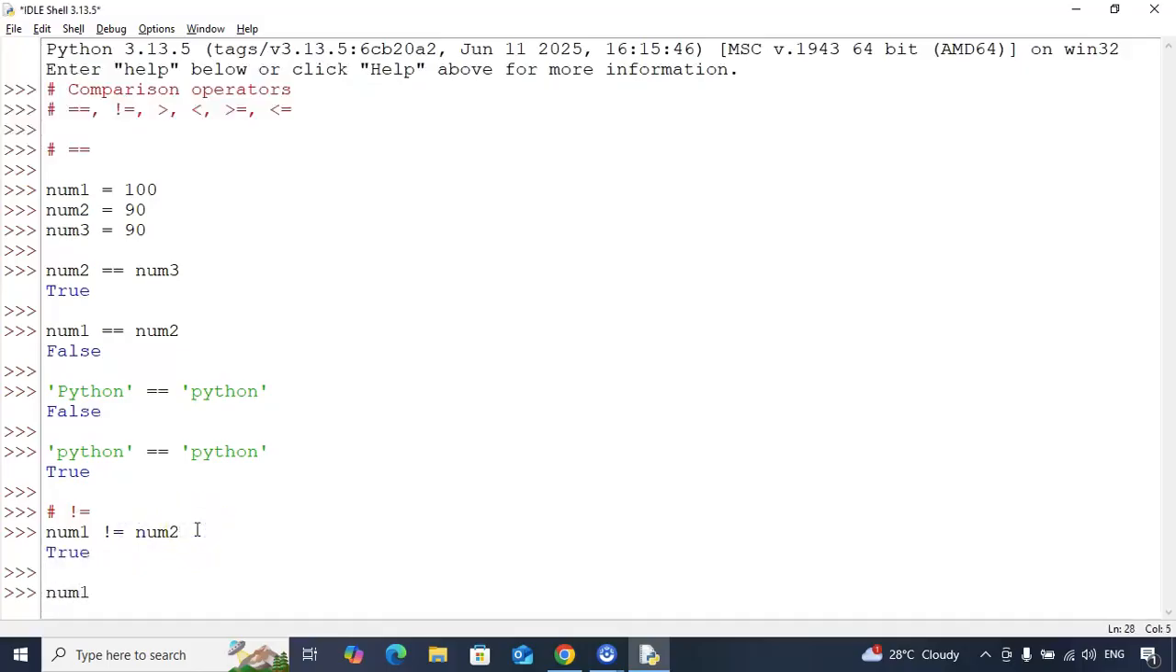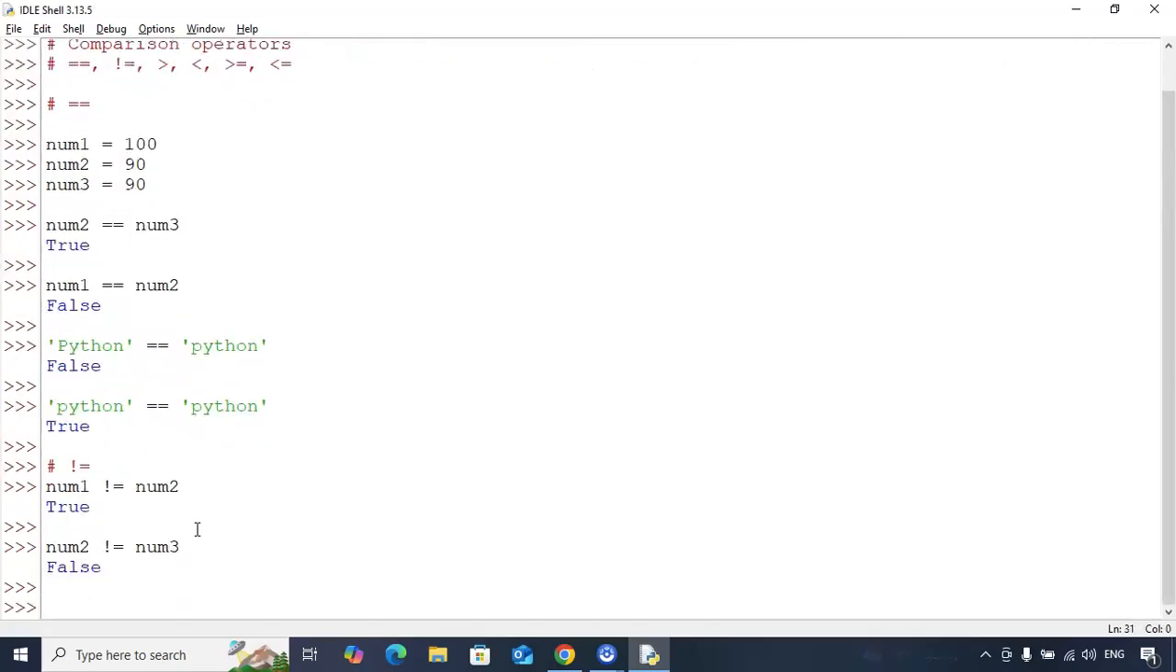And if they are the same, let's say num2 not equal to num3. If the values of num2 and num3 are the same, which is the case here, when we use the not equal to operator, we'll get a False output. This is what not equal to does.